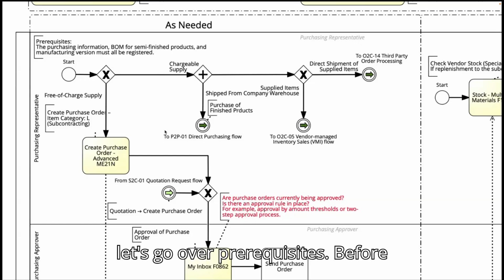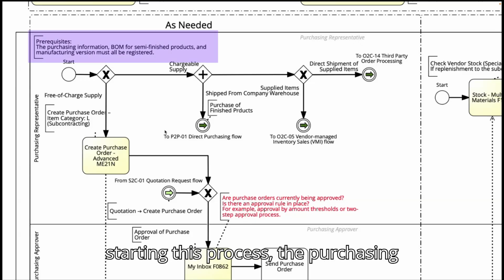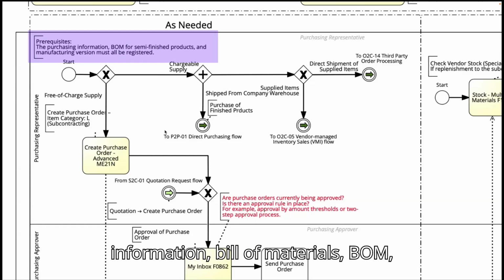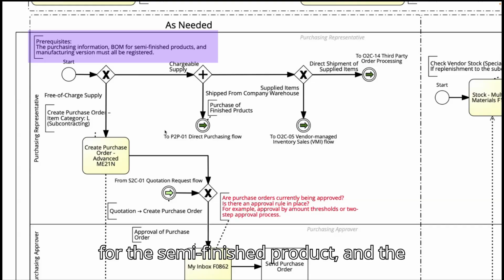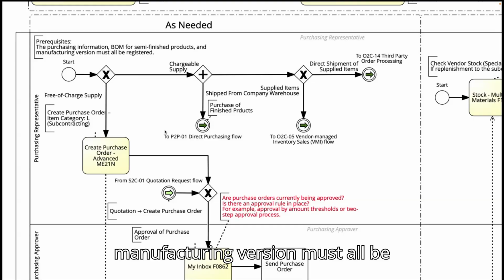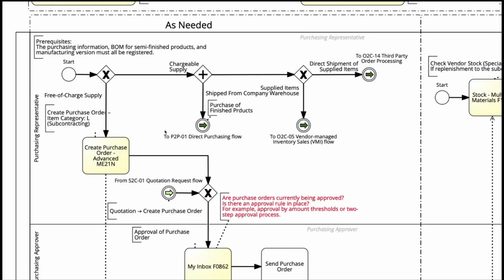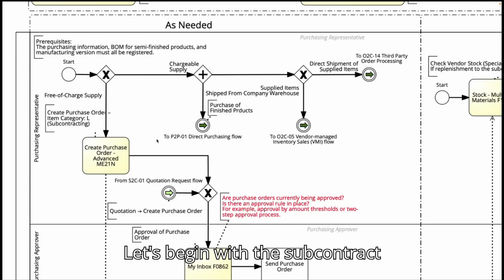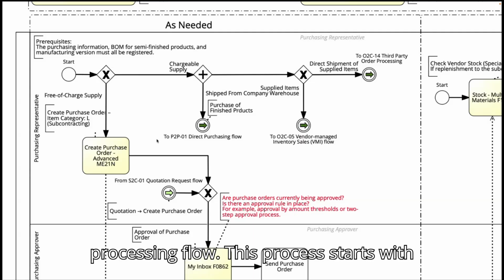Now let's go over prerequisites. Before starting this process, the purchasing information, bill of materials (BOM) for the semi-finished product, and the manufacturing version must all be registered in SAP. Let's begin with the subcontract processing flow.